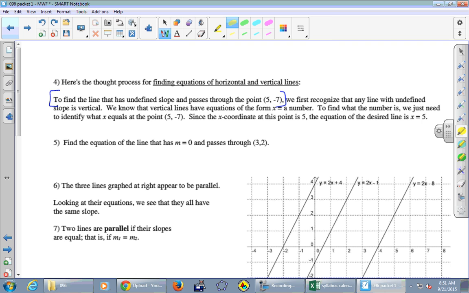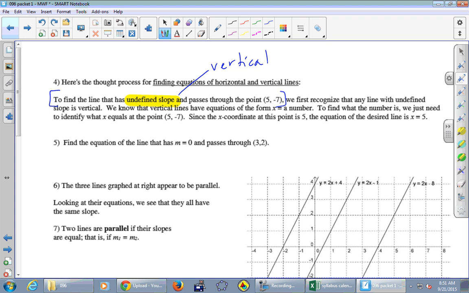So as soon as I see this undefined slope, I know something. I know it's either horizontal or vertical. So if you don't remember which it is, just go back and look at the conclusions at the bottom of the previous page. Undefined slope, horizontal line or vertical line? It's vertical. So this is really saying find the vertical line. As soon as I see that, I know they're talking about vertical, right? So we've made our first translation.